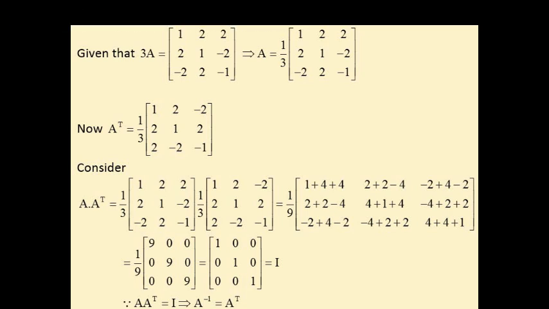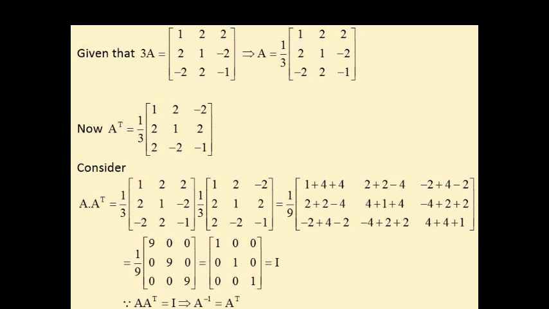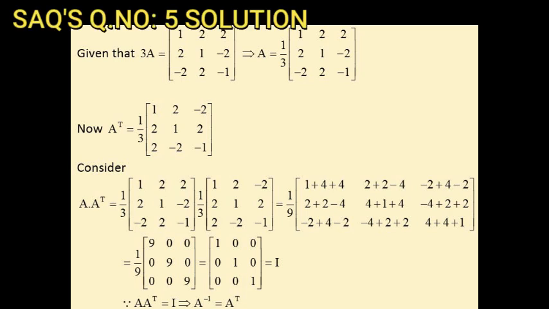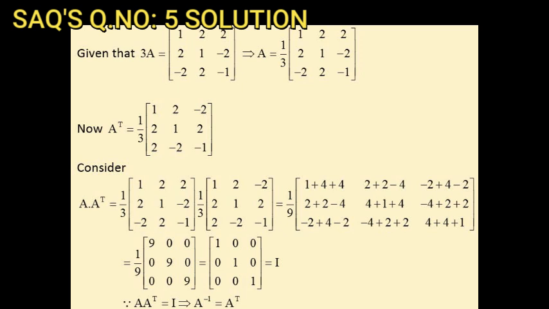Now consider A transpose. A transpose is equal to 1 by 3 into the matrix obtained by interchanging the rows into columns. Then we get A transpose. Now multiplying A into A transpose, that is equal to 1 by 3 into a matrix and 1 by 3 into another matrix, 1 by 3 into 1 by 3, 1 by 9 into. Here we use matrix multiplication.